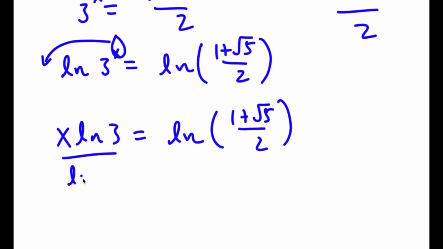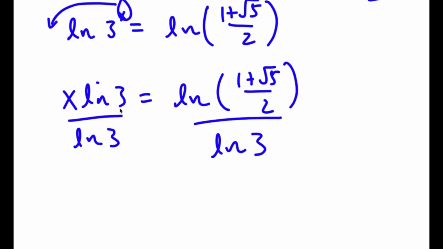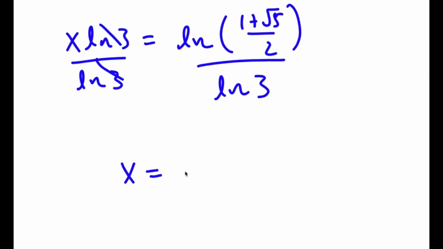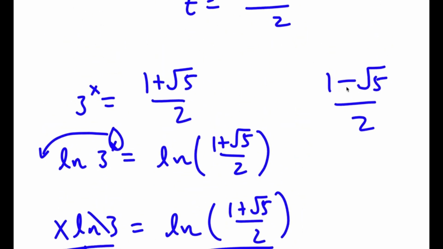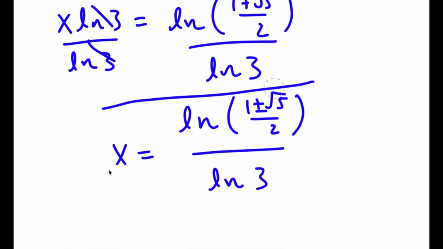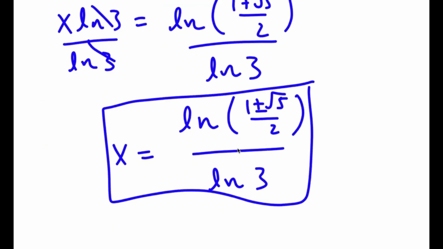Now if I divide both sides by ln 3, these two cancel out, and I'll be left with x is equal to ln of 1 plus the square root of 5 over 2, over ln 3. And this is actually plus or minus, because the same goes for 1 minus the square root of 5 over 2. So these are my two solutions.